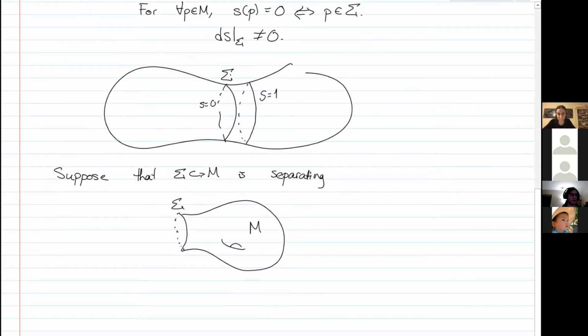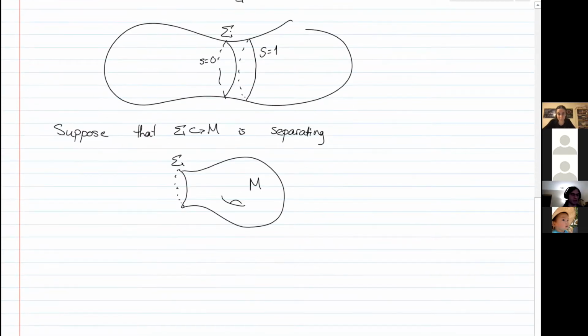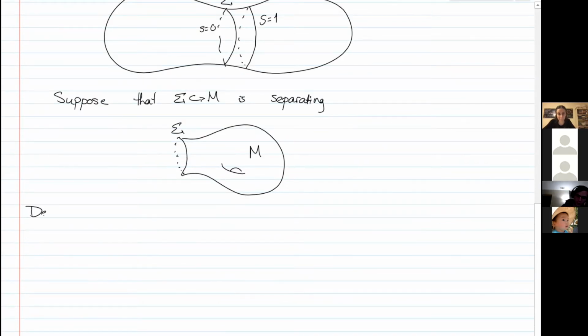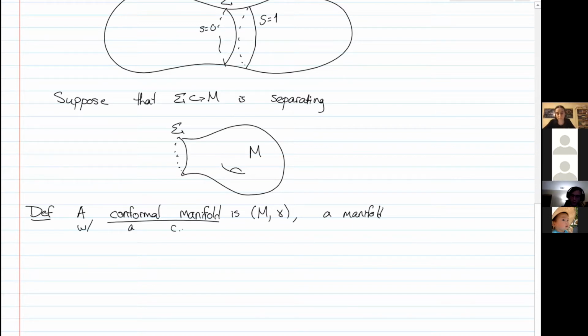We have to soup up this idea. So let's soup up the idea of a Riemannian manifold, and let's define a conformal manifold. A conformal manifold is just like a Riemannian manifold, but it's conformal, perhaps no surprise. But what does that mean? It's a pair, a manifold with a conformal class, CC, of metrics gamma.